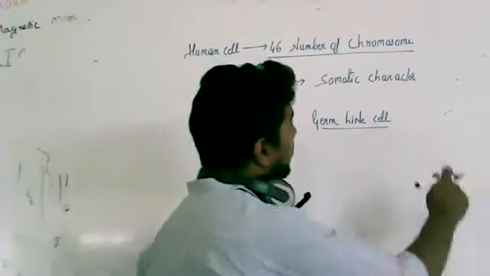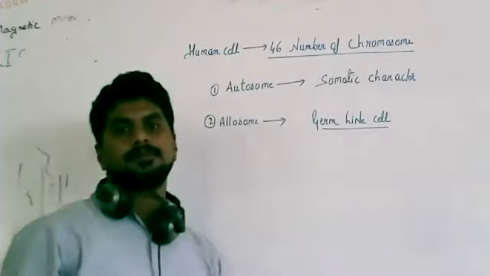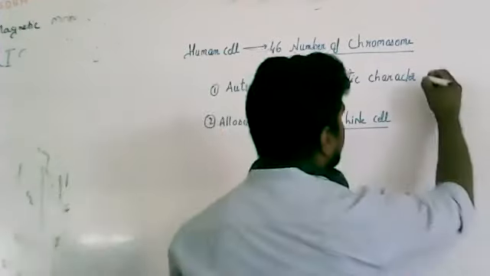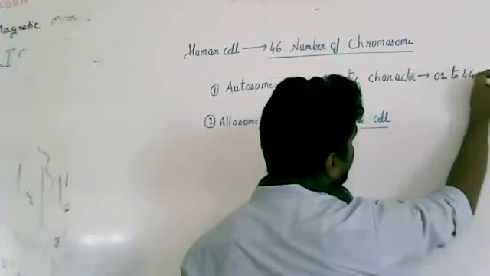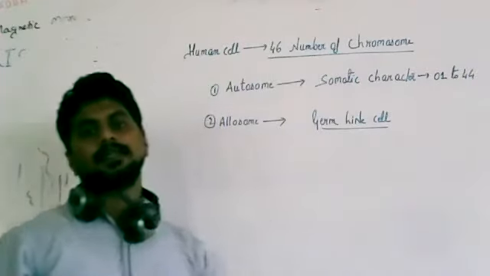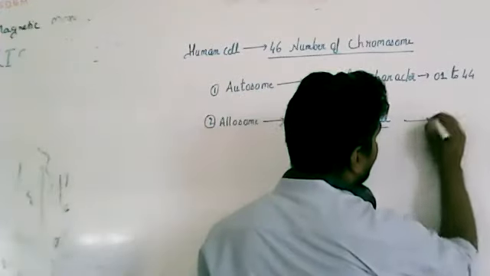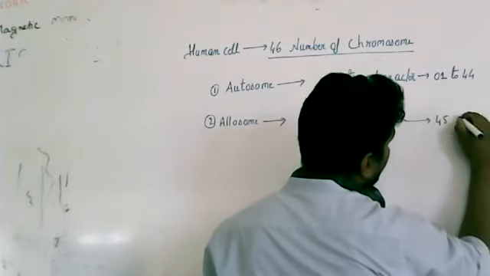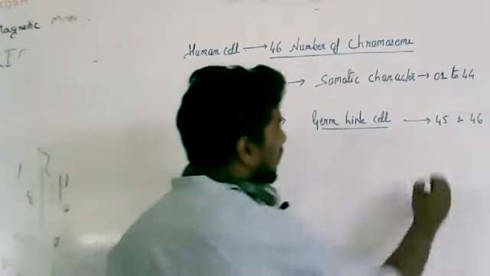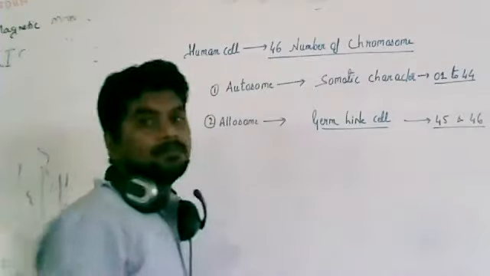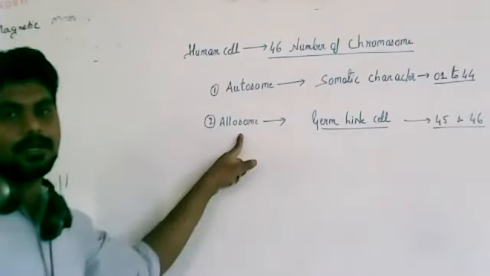Now, somatic character will be decided by a particular set of chromosomes. So 46 chromosomes are present. Out of that 46, starting from 1 to 44, this set are autosomes. After 44, the 45th and 46th, so in total there are 46 chromosomes, the last two chromosomes come under allosomes. So 1 to 44 come under autosome, and 45 and 46 come under allosome.